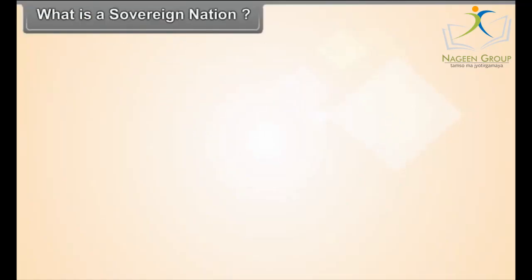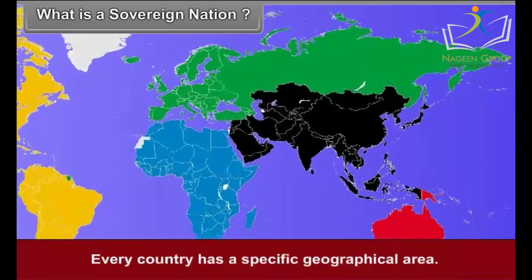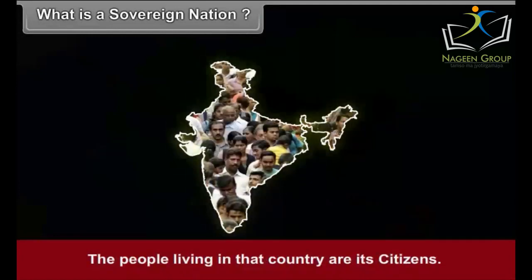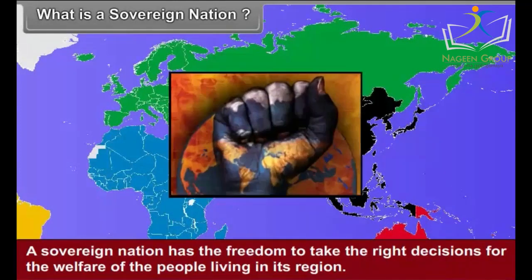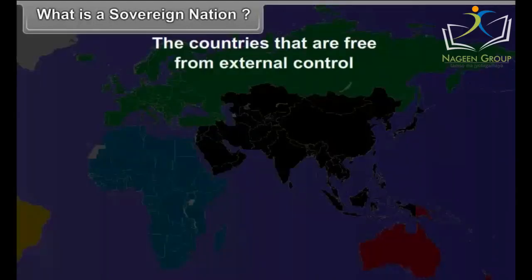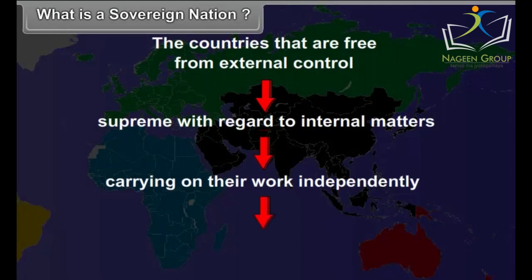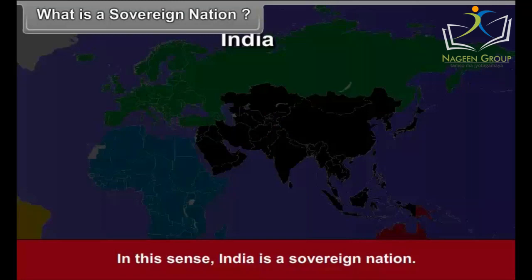What is a sovereign nation? There are many different countries in the world. Every country has a specific geographical area. The people living in that country are its citizens. A sovereign nation has the freedom to take the right decisions for the welfare of the people living in its region. The countries that are free from external control and supreme with regard to internal matters, carrying on their work independently, are called sovereign countries. In this sense, India is a sovereign nation.